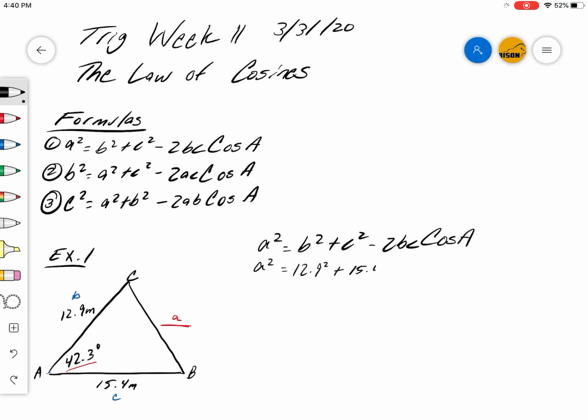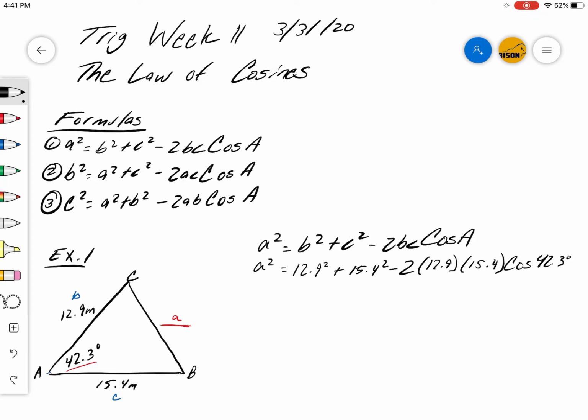We know C is 15.4. So then that's minus 2 times 12.9 times 15.4, all times the cosine of angle A, which is 42.3 degrees. If I'm intelligent enough to type this into the calculator, I've pretty much got A, okay?